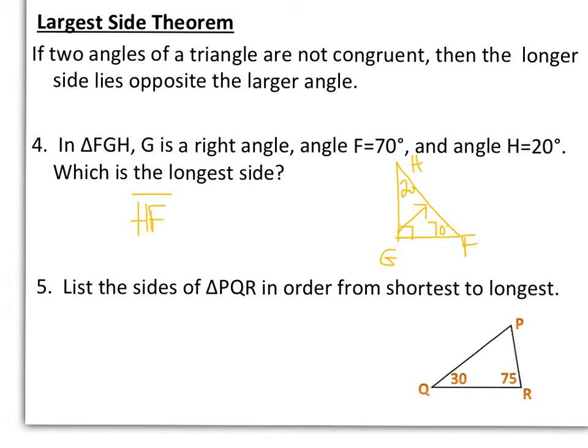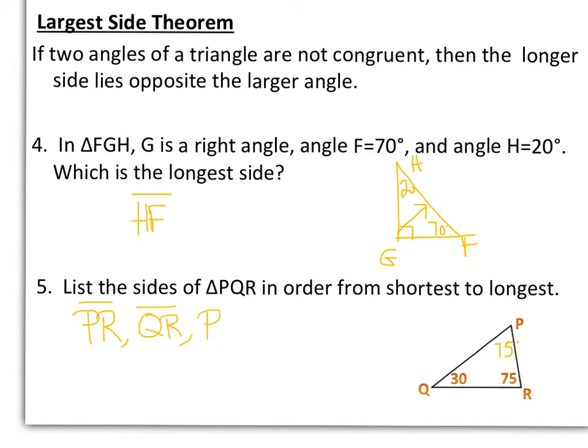Number 5 says list the sides of triangle PQR in order from shortest to longest. Well, if you take 180 and subtract the two angles you know, you find that angle P is also 75 degrees. Well, our shortest side will be opposite our smallest angle, so that's going to be side PR. And then our next two sides, even though they don't look it, are the same length because their angles are the same measure. So I'm going to next put QR and then PQ.